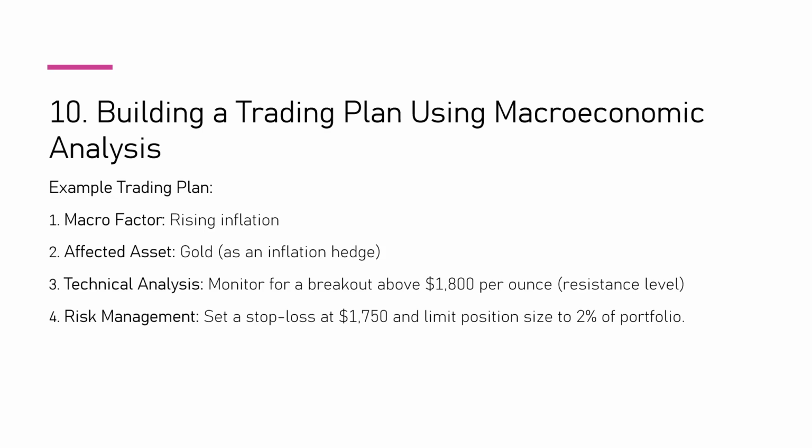This slide presents a trading plan based on macroeconomic analysis, demonstrating how traders can align their strategies with economic trends. With rising inflation as the key macro factor, gold is identified as the preferred asset due to its role as an inflation hedge. Technical analysis is then applied, monitoring a breakout above $1,800 per ounce to confirm a bullish trend. Risk management is integrated by setting a stop loss at $1,750 and limiting the position size to 2% of the portfolio, ensuring controlled exposure.